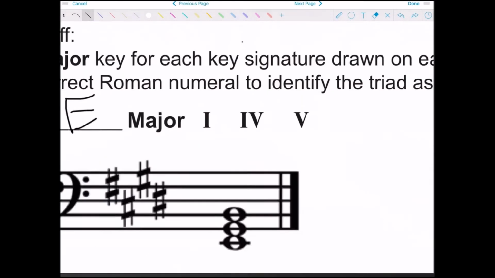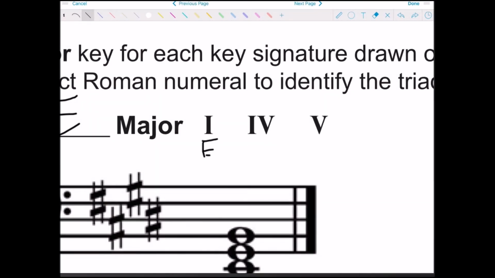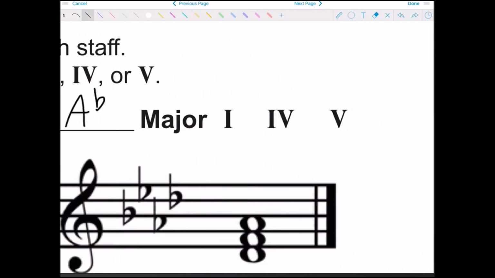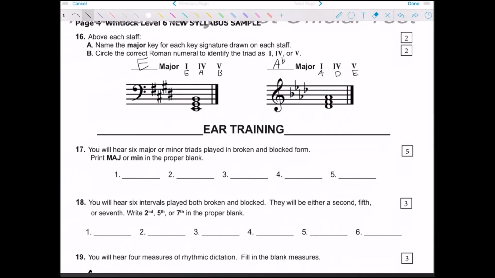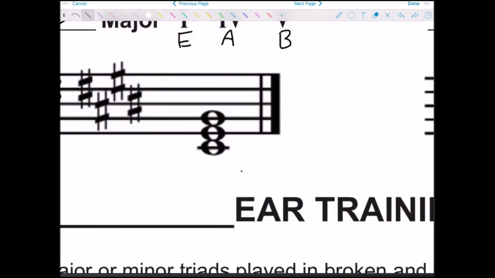Okay. Now, in the key of E major, E would be number 1. What would be number 4? We just count up for me. E, F, G, A. So A would be number 4, and then B would be number 5. Okay? If I'm in the key of A flat, A flat would be number 1, D flat would be number 4, E flat would be number 5. Okay? So now, all I have to do is figure out what chord this is. Is this the 1 chord, the 4 chord, or the 5 chord?